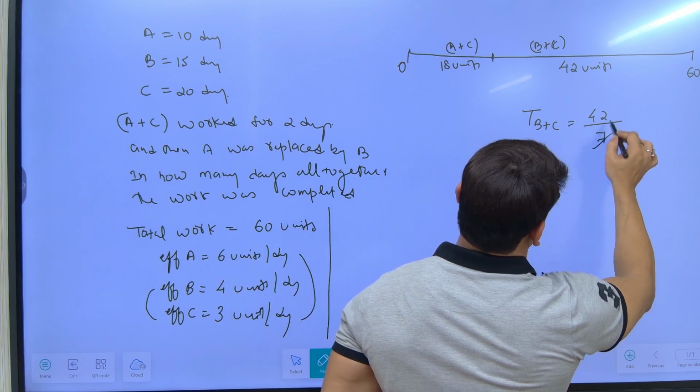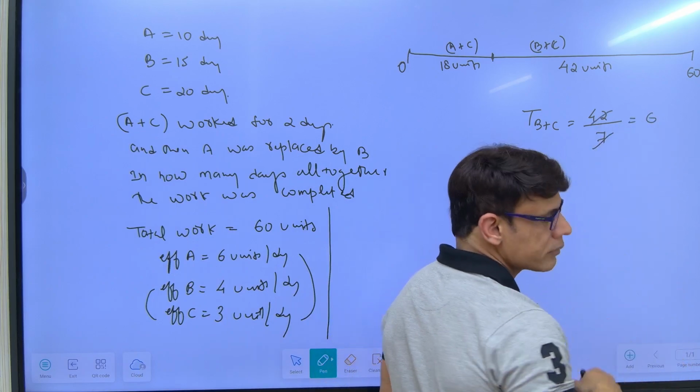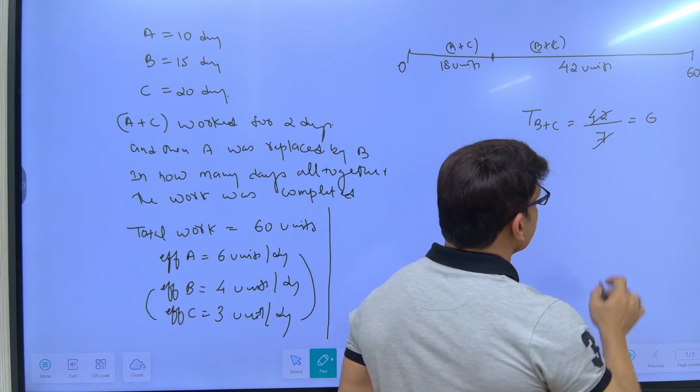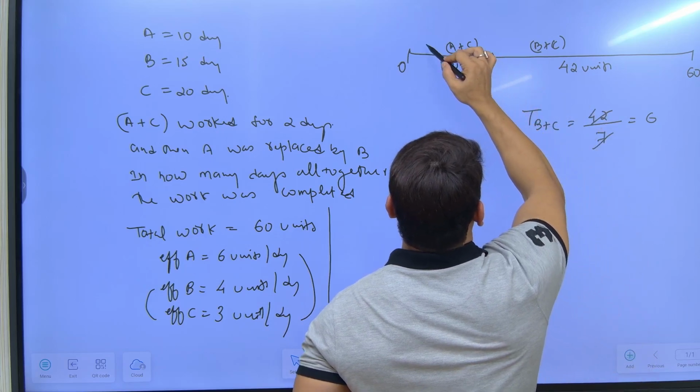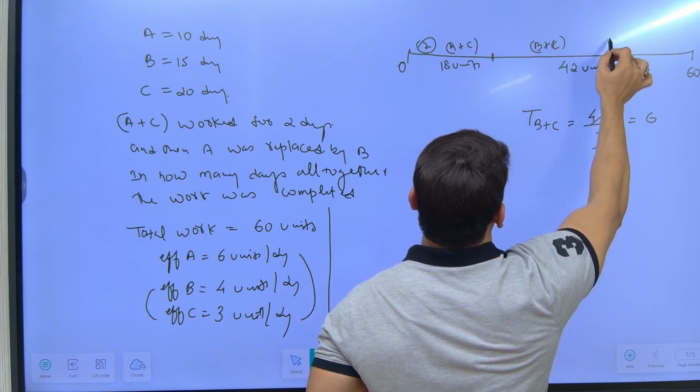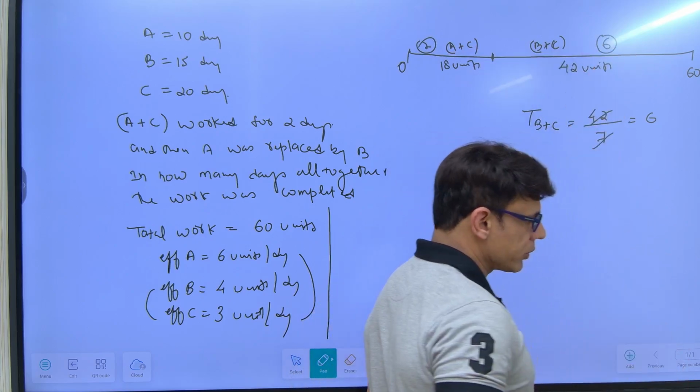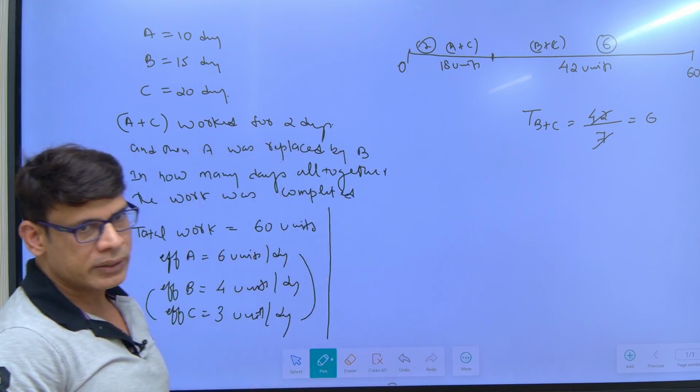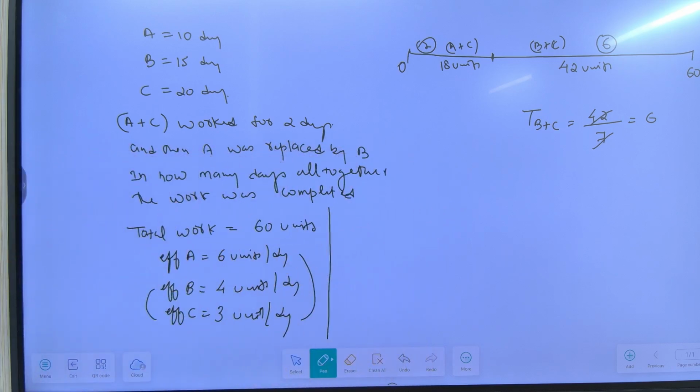So divide this with what? 7. 7 6s are 42. So that means how many days we took here? 2 days. And how many days we are taking here? 6 days. So 6 plus 2 is what? 8 days. So total days to finish this work is what? 8. So they take 8 days to finish the work. Clear?